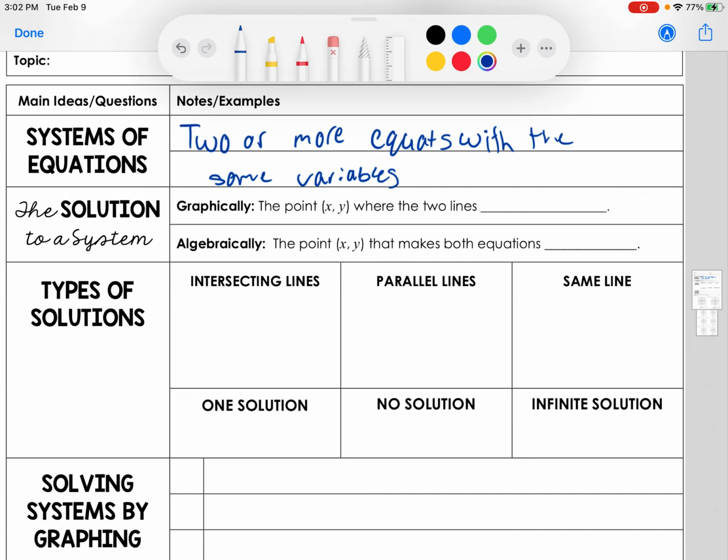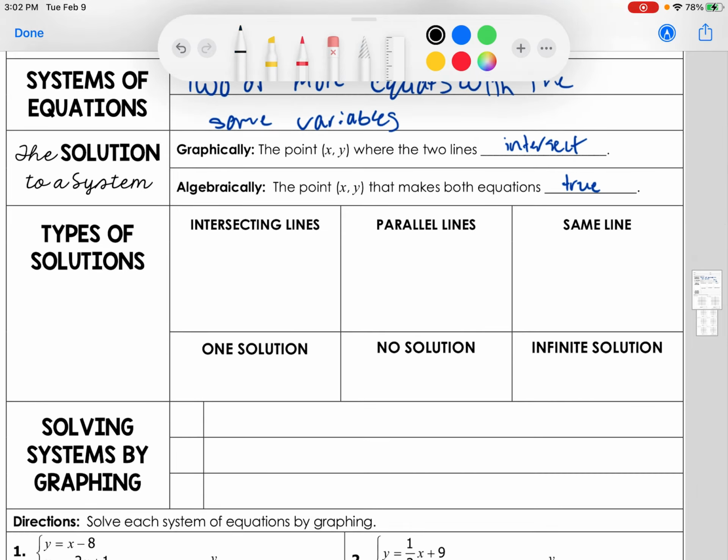So, graphically, the point (x, y) is where the two lines intersect, also known as our solution if there is one solution. And then algebraically, the point (x, y) is the point that makes both equations true. So it's a solution for both individual equations, and that makes it our solution for the system of equations.